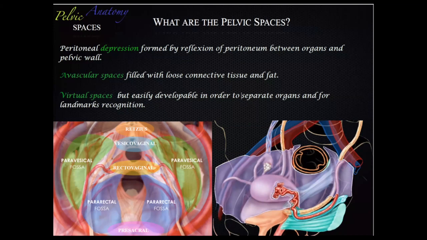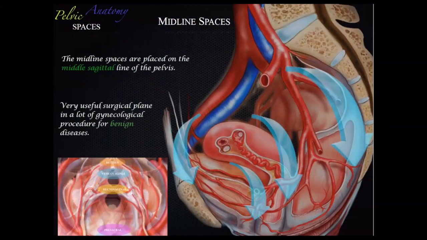So here you can see the midline spaces. They are the space of Retzius, vesicovaginal space, the rectovaginal space, and then the lateral spaces. They are very huge spaces. They are paravesical spaces and the pararectal spaces. Now let's look at it one by one.